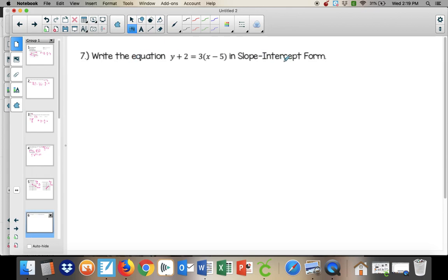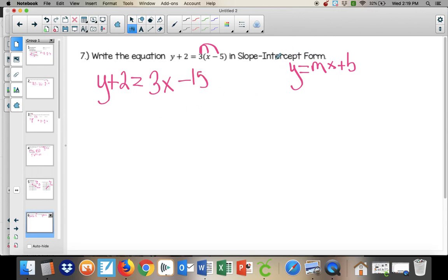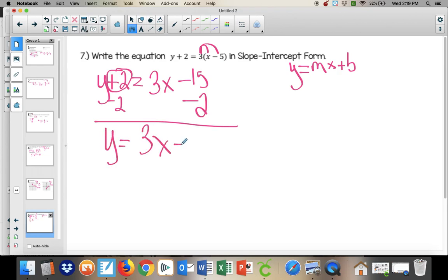All right, so now write this in slope-intercept form. Well, remember that slope-intercept form is y equals mx plus b. So our first step is going to distribute this out. So y plus 2 is 3 times x minus 15. Now, in order to get y by itself, I need to undo this here. So I'm going to take away 2, take away 2. So I have y equals 3x minus 17. This is in the form y equals mx plus b. That is your final answer.